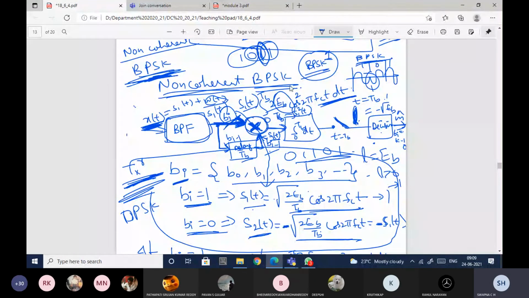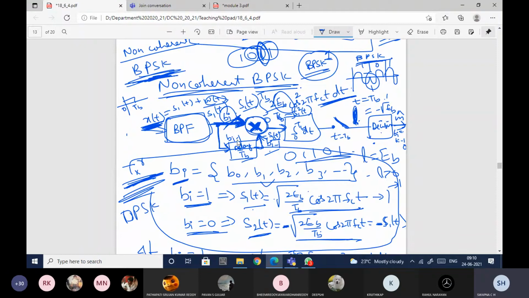Coming to the non-coherent BPSK. As the name implies, I should not use any carrier at the receiver end. So instead of using the carrier at the receiver end, what we are doing is we are taking the bit delayed, and it is given to the product modulator, or multiplier. You can call it either product modulator or multiplier. If you observe, delay Tb, in the sense, as I was specifying, each bit duration is Tb seconds. Now I'm delaying it and giving it to the multiplier.